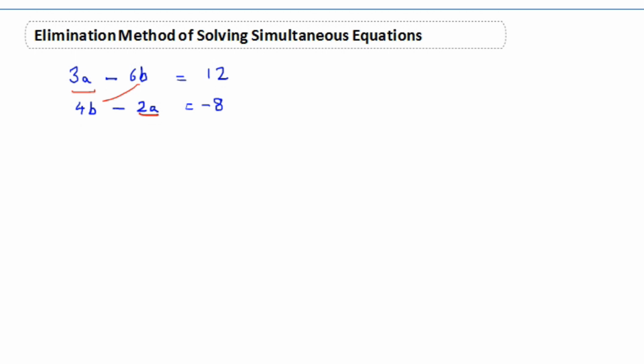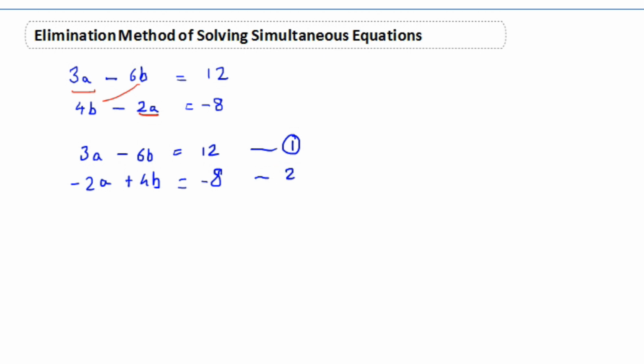Let me do that. Okay, so I'll put all the a's together. So I do 3a minus 6b is equal to 12, and I'll bring the a term in front now. So it's negative 2a plus 4b. Take care of the signs when you're changing. The signs should go along with the numbers of the variables. So that should give me negative 8. So that's the two equations that we have, and now let me name the two equations 1 and 2.